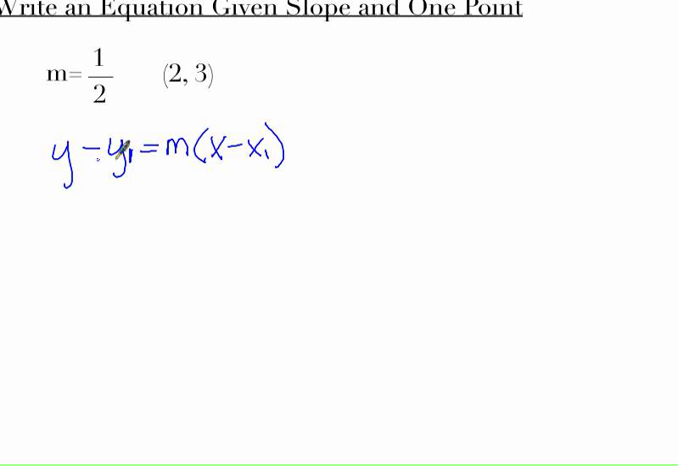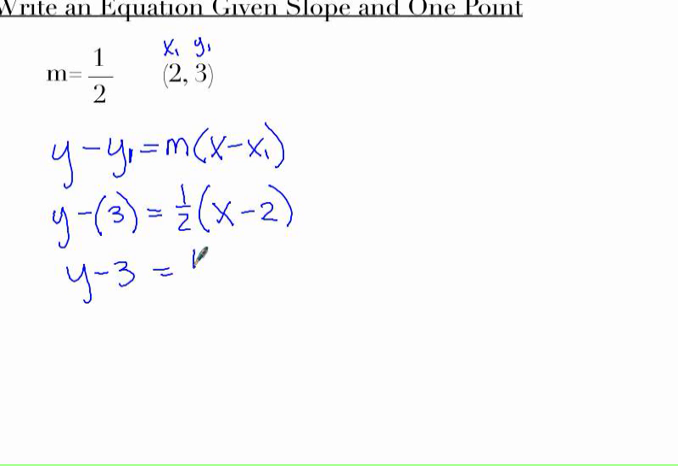We've got two y values over here, you've got two x values over here, and sometimes this is an easier form to put it in based on what you're trying to find. So in this case, if I substitute in my values, I can call this my x1 and this my y1. So if I substitute, I've got y minus 3 is equal to 1/2 times x minus 2. And then I can start to simplify. So from here, I've got y minus 3 is equal to 1/2 x minus 1, because I distributed that.